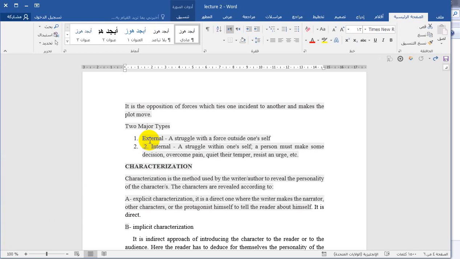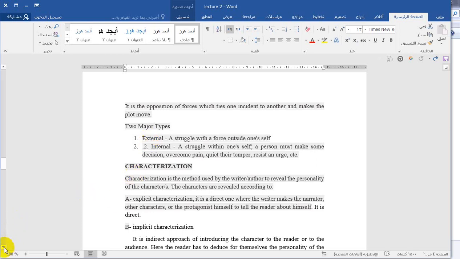Sometimes the hero or the protagonist is struggling with what? With the antagonist, sometimes with his society, other times with the religion, when he rejects certain rules or orders, or with the system, the political system. So this is external. What about the inner? It is something like psychological. Both types are important to develop the action.